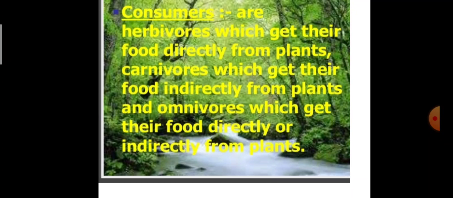Another example, students, we can take for a tertiary consumer. In a grassland ecosystem, grass is eaten by grasshopper. So grasshopper is the primary consumer. Similarly, grasshopper is eaten by frog. So frog is the secondary consumer. Frog is eaten by snake. So snake is the tertiary consumer. So these are the various types of consumers we see in this picture.